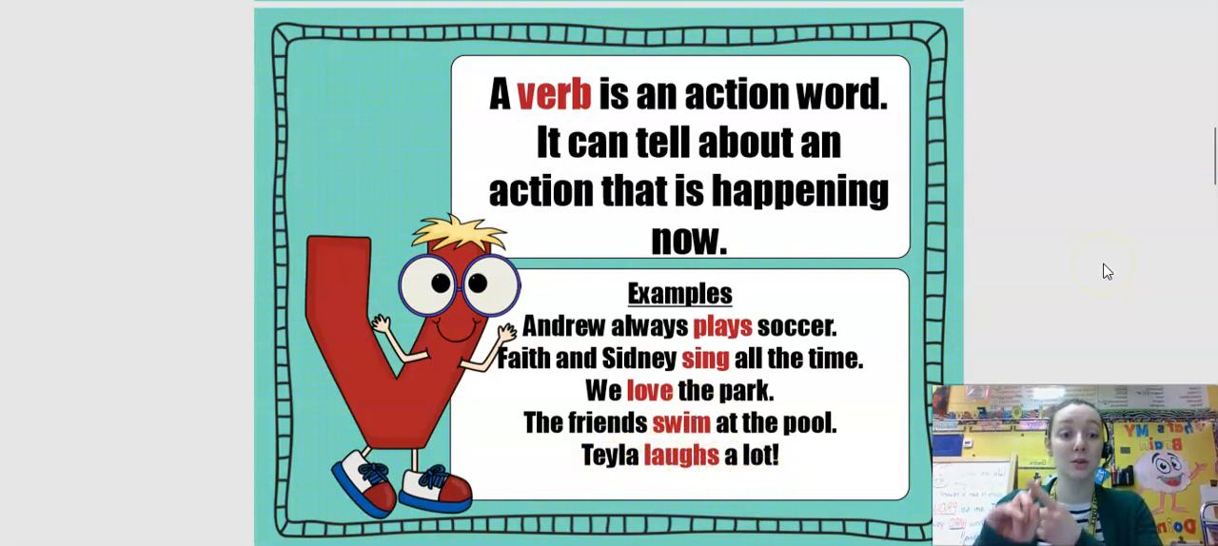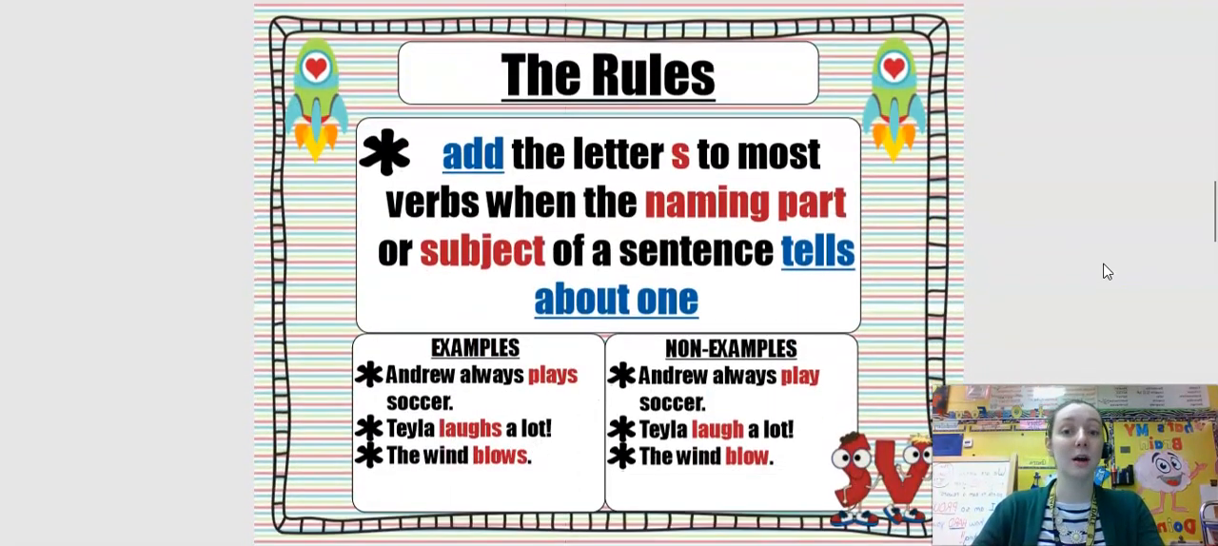Okay, so subject is who or what a sentence is about, and a verb is an action word. It tells what's happening. So let's talk about the rules with subject and verb agreement. So the first rule is to add the letter S to most verbs when the subject of a sentence tells about one. If it's one thing, one person, you're going to add an S to most verbs. There are some exceptions to these rules, but overall, you're going to add it if it tells about one. For example, Andrew always plays soccer.